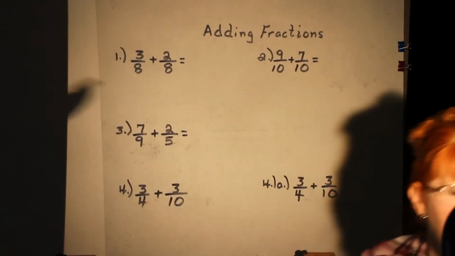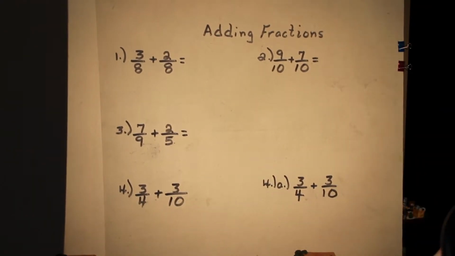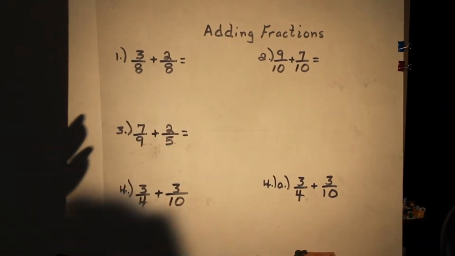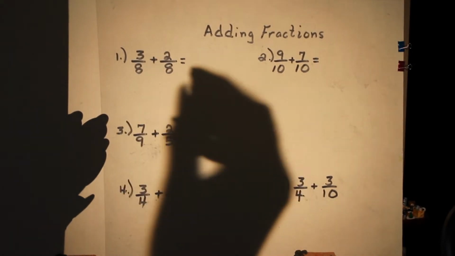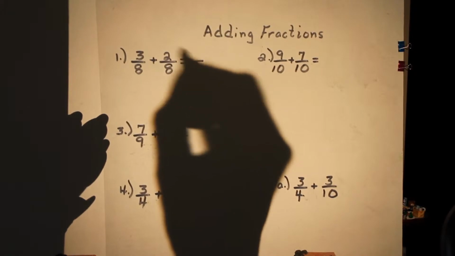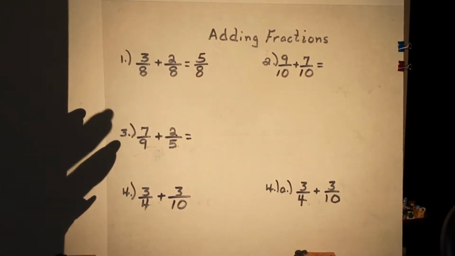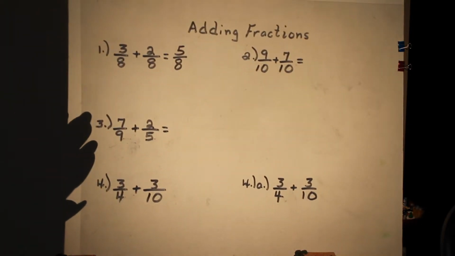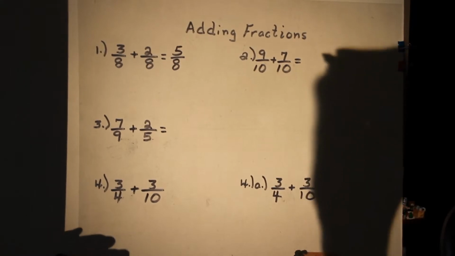Okay. So we're looking at adding fractions. In this case, we have a common denominator. Question 1, 8 and 8. So that's no problem. We just put an 8 and we add the numerators. 3 plus 2 is 5. Simple. Number 2, we again have a common denominator. So that makes it simple.